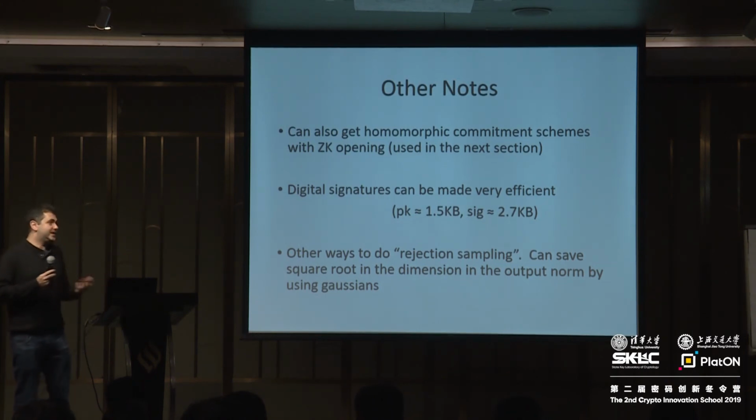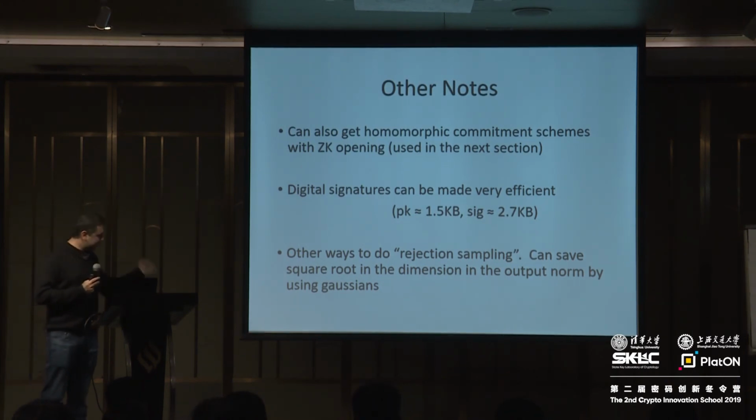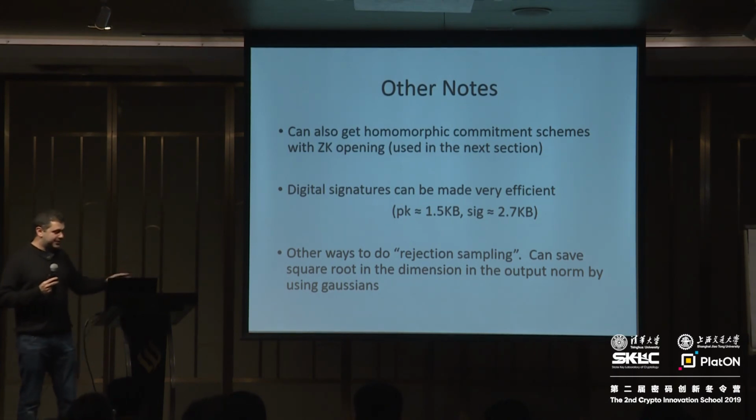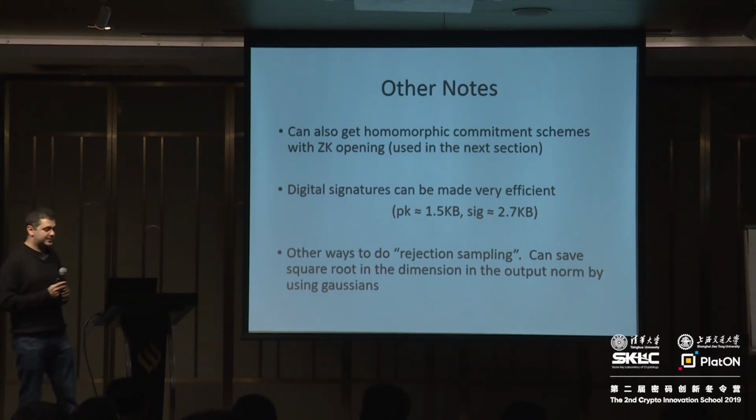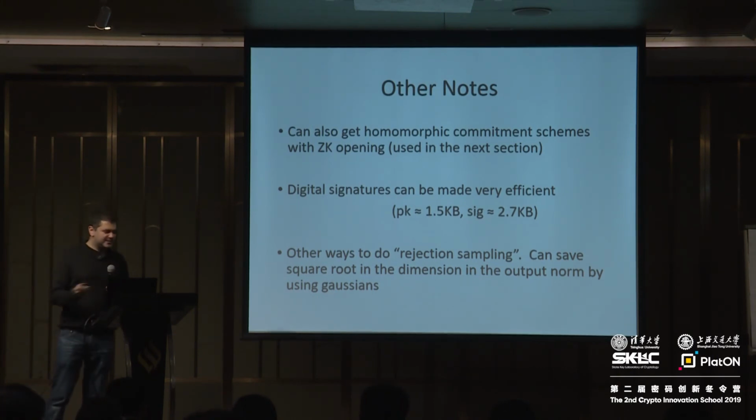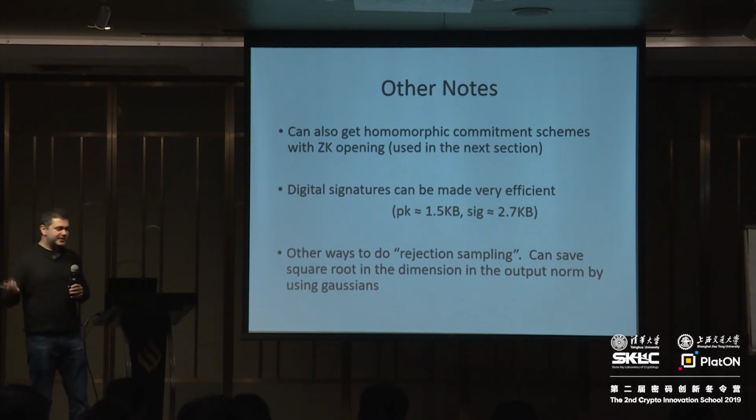So here, if you make the distribution that you want not uniform, but Gaussian, you can do a square root of the dimension. You can reduce the size of the coefficients. It's not as good, it doesn't quite get as much savings as in the other case, but still, Gaussians come in here as well.